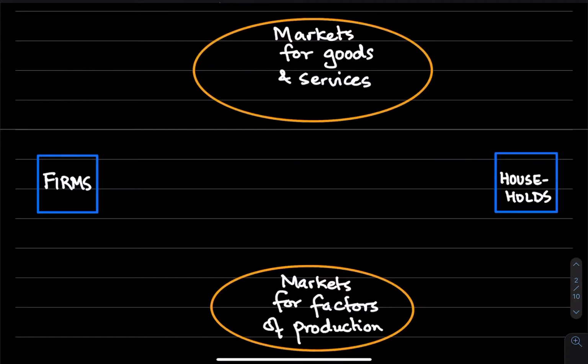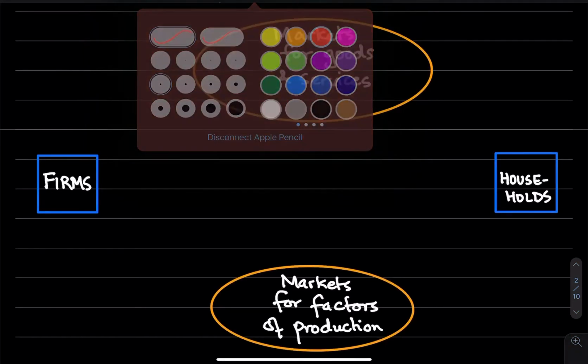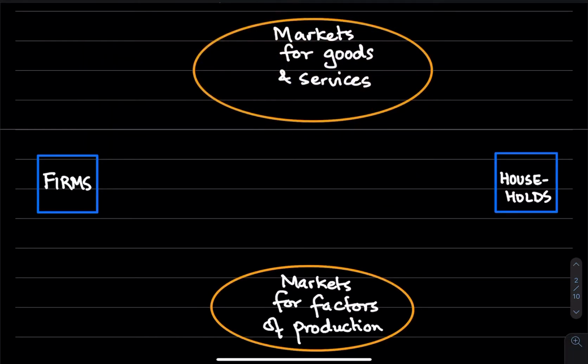Okay, so what we're going to do is draw two different keys for the flow of inputs and outputs versus the flow of dollars. So I'm going to make the key right here. If you see a red line, that's going to be for the flow of inputs.